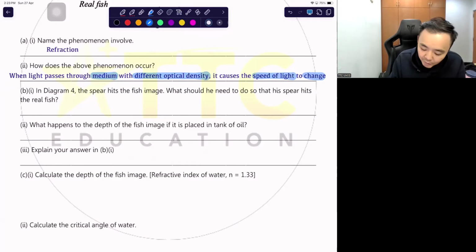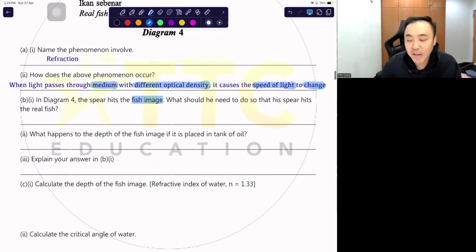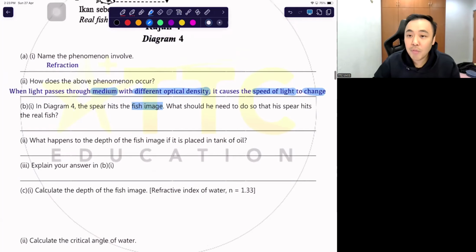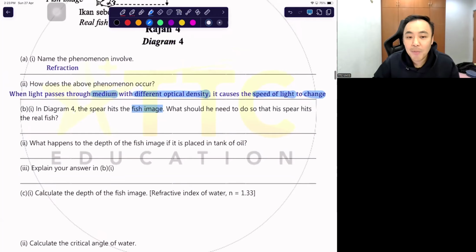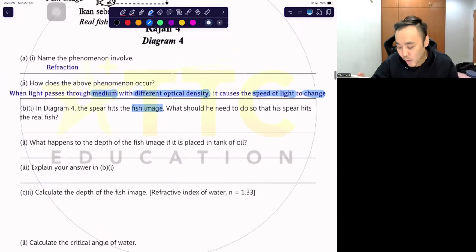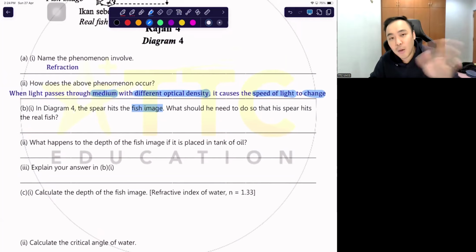Next one, in diagram 4, the spear hit the fish image. What does he need to do so that the spear hits the real fish? No lah, actually the best answer, right, optical density. When we talk about all these refractions, always optical density. That is the correct answer. Now, if you write density, are you wrong? Most of the time teacher let you go, but if some teacher is very strict, she will minus your mark. So that's why I say density and optical density are very similar, yes, but you need to understand the actual answer, the 100% marks one, optical density.